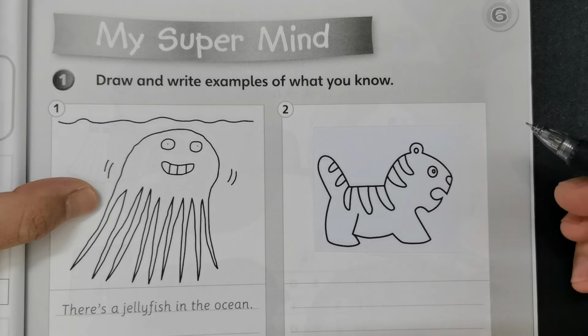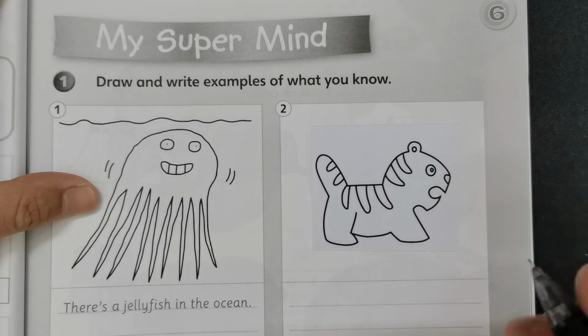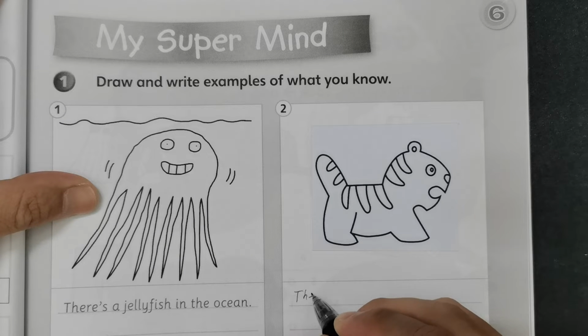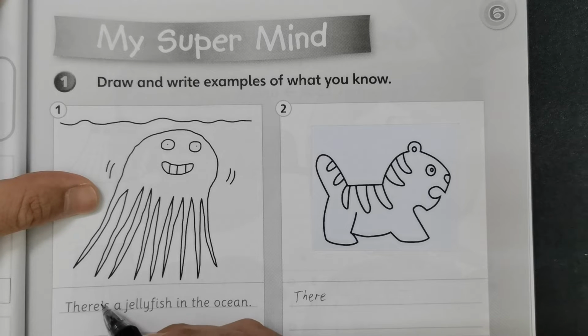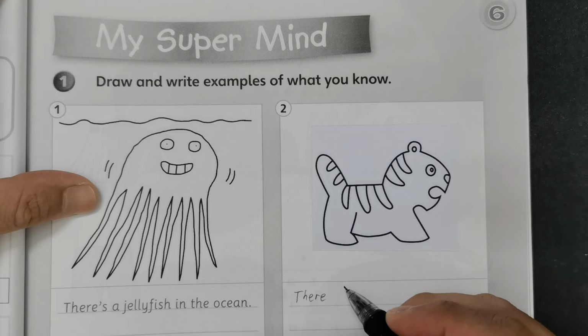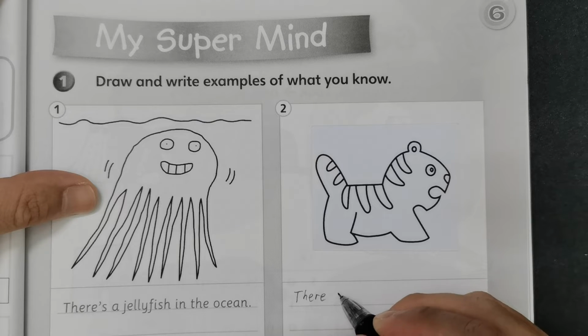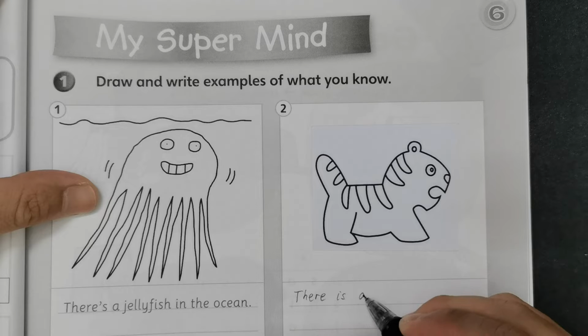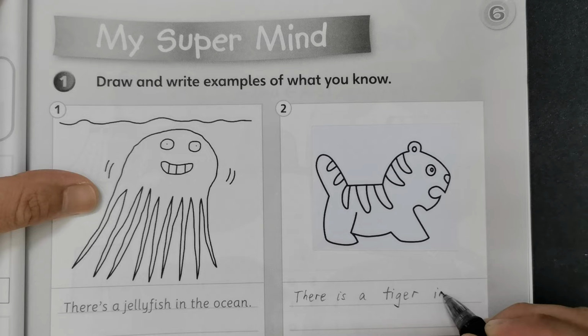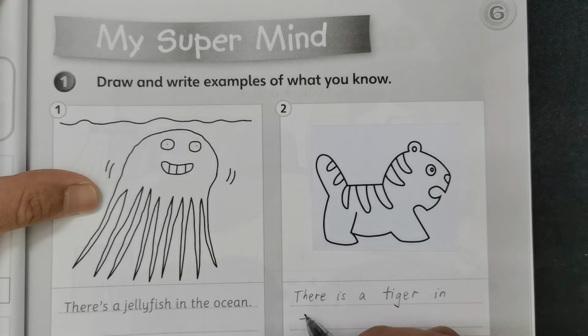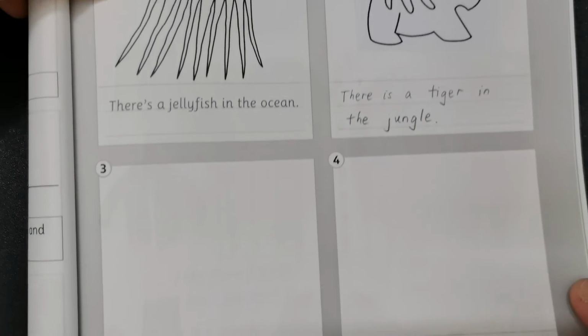So this is number 2. So you can write there is. So I didn't use this apostrophe s, so I will write full in for this auxiliary verb. So there is a tiger in the jungle. So jungle, jungle. And then we go to number 3.